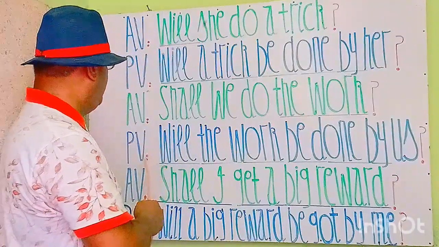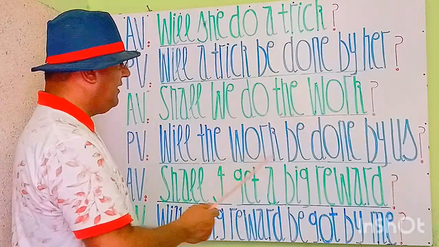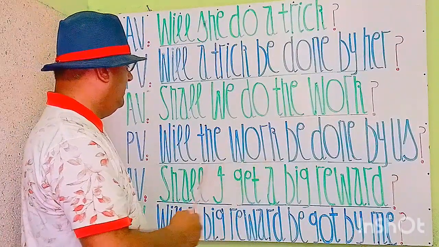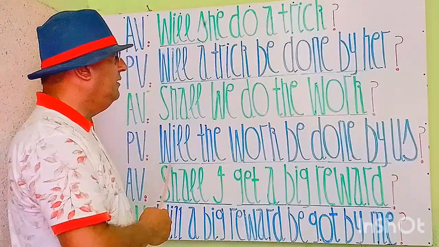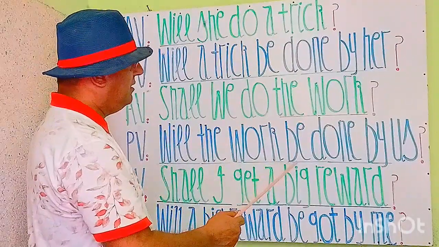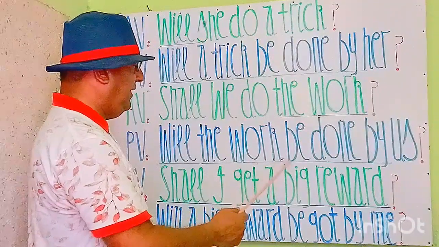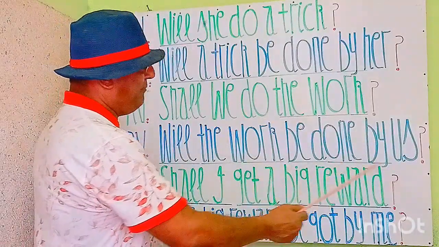Yes, my students, the passive voice statement is here. According to the rules, the object will come up here as the subject. So will is added at the start. Will the work be is added for the passive, as the rules say. Done by us. Will the work be done by us?